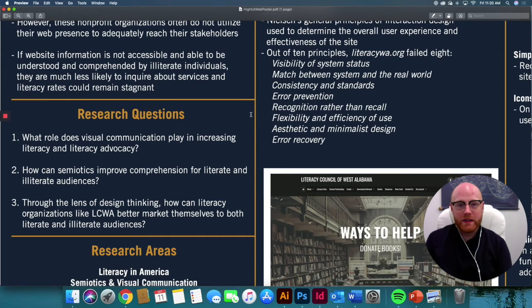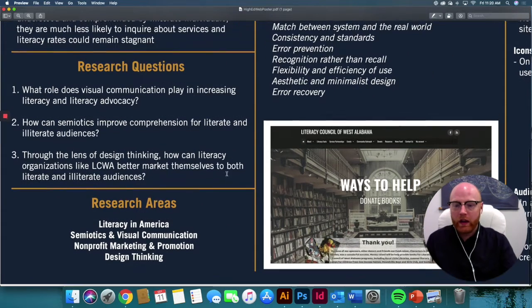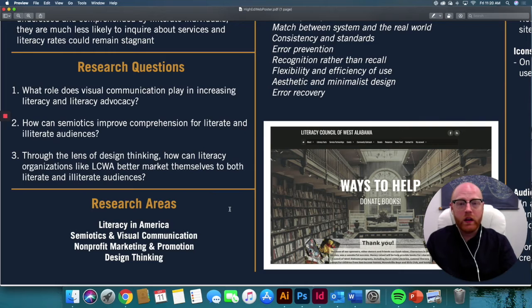And then we're going to talk about design thinking, which is essentially that you're presented with a problem and you develop creative solutions to that problem. Again, research areas: we're focusing on literacy in America, on semiotics and visual communication, the study of signs and symbols, and nonprofit marketing and promotion. This is not a unique issue to the Literacy Council of West Alabama. Other literacy organizations are probably facing some of these same issues.